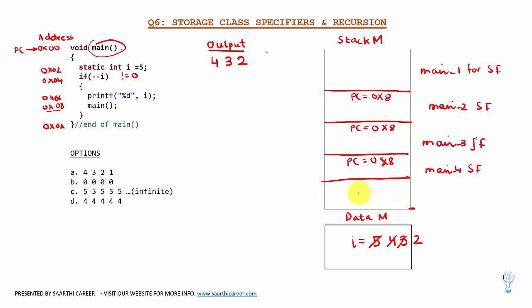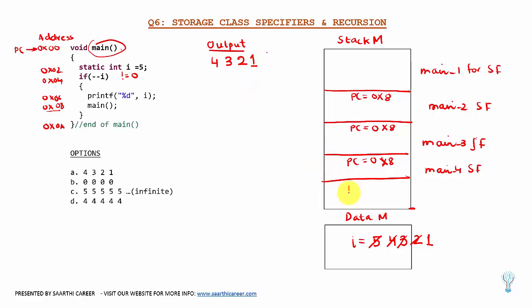So it sees static int I equals to 5 again, and it ignores that statement, and then it sees if of minus minus I is not equal to 0. So I from 2 changes to 1. Is 1 not equal to 0? Yes, it is not equal to 0. So it goes inside the if statement, and then it sees a print I, so it goes and prints 1.